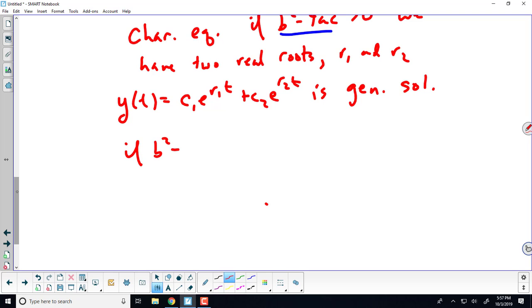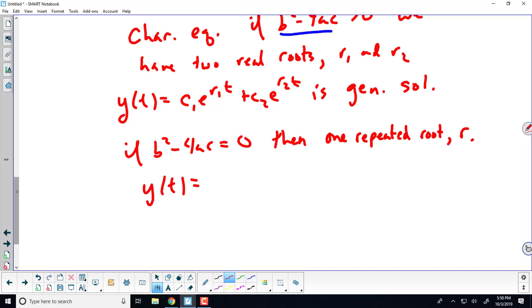If b squared minus 4ac is equal to 0, then you get one repeated root. Okay. And y of t, this is what we just showed, c1 e to the rt plus c2 t e to the rt is the general solution.